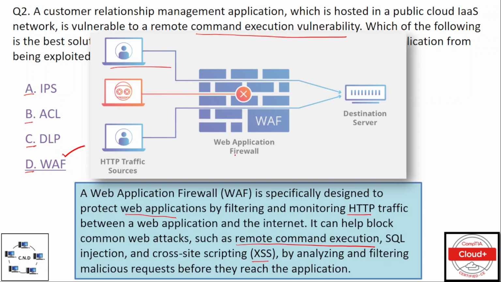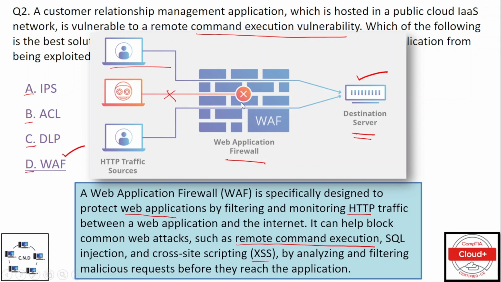So the WAF, or the web application firewall, is typically deployed in front of your destination server, and that is basically the server that is hosting your web application. So all types of traffic go through this WAF, and any malicious traffic that is destined for the server is blocked by the WAF.